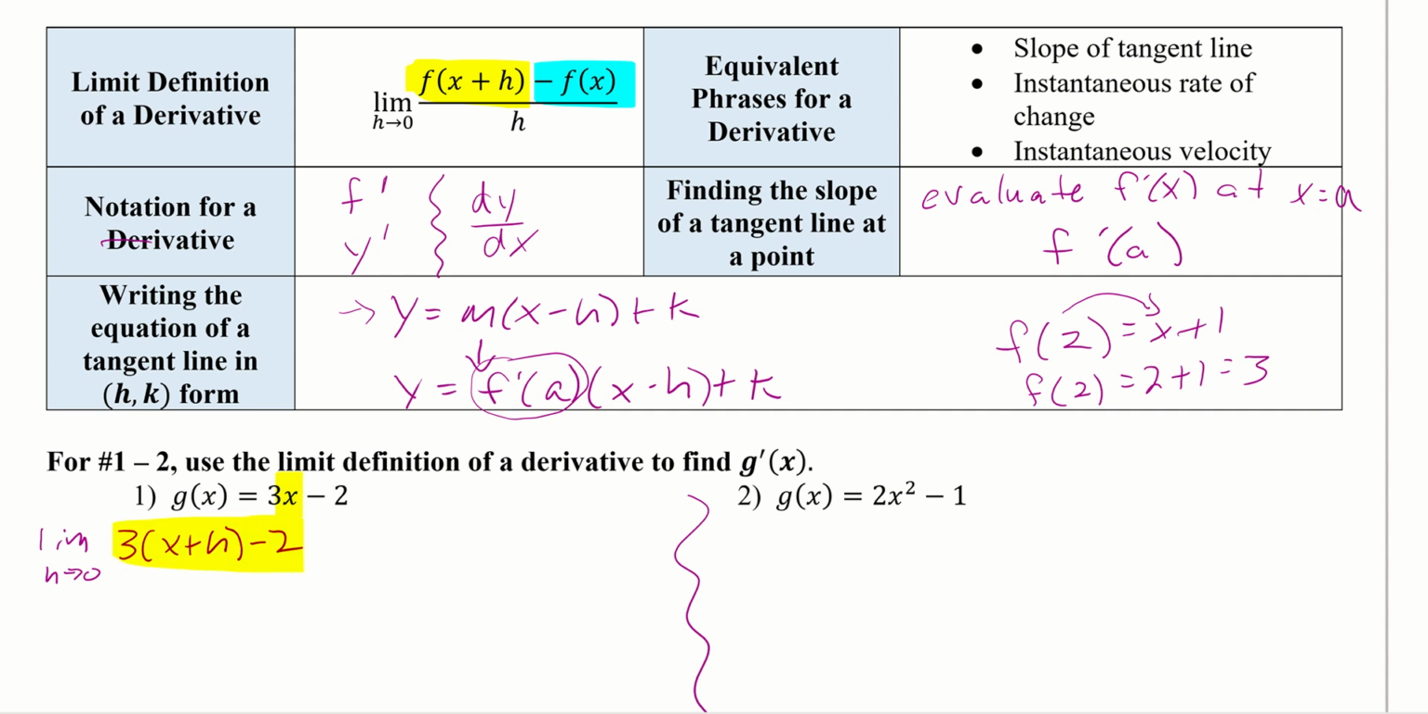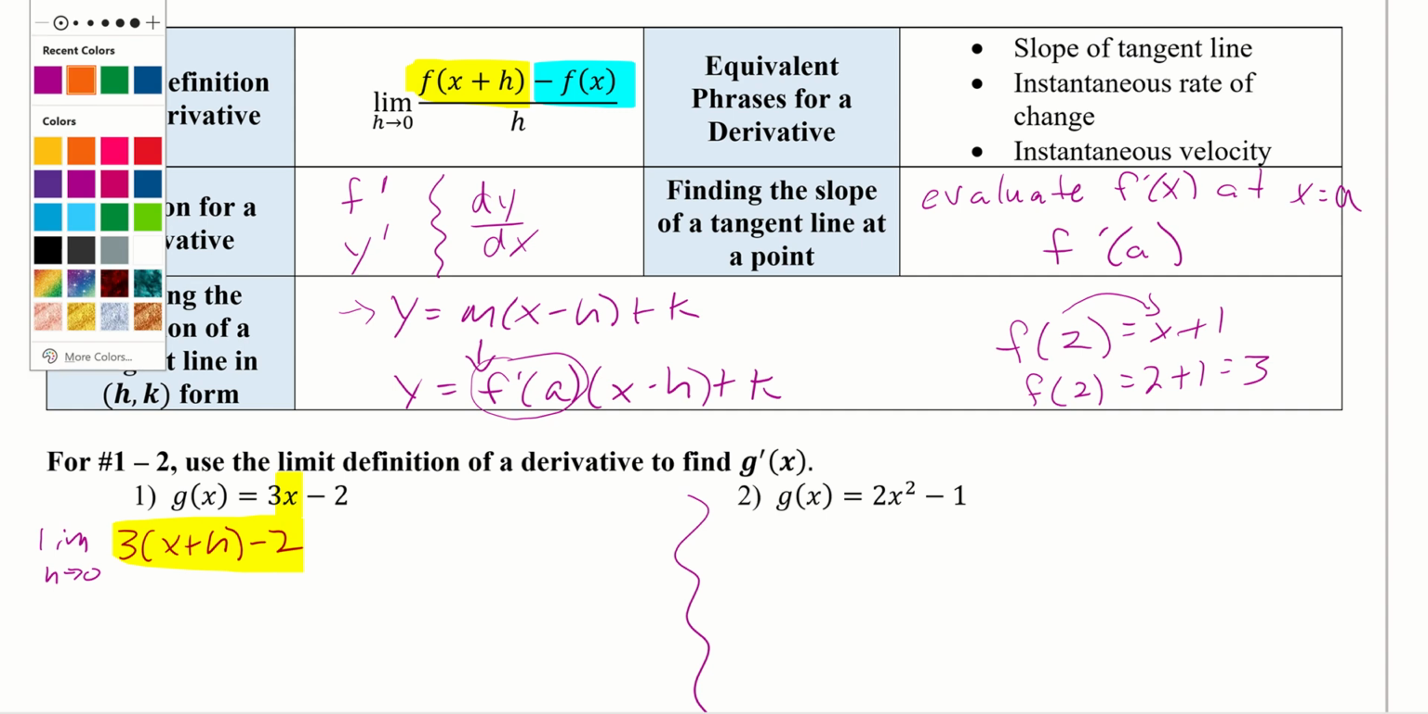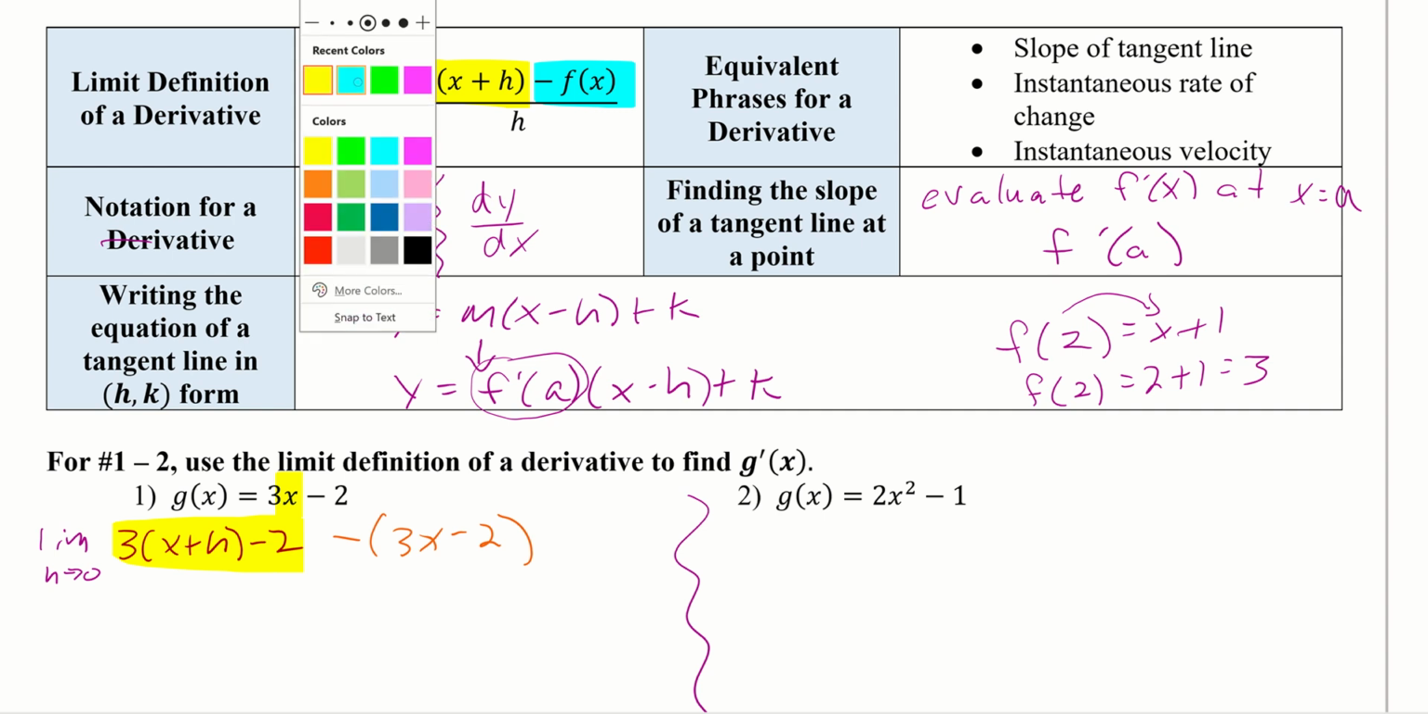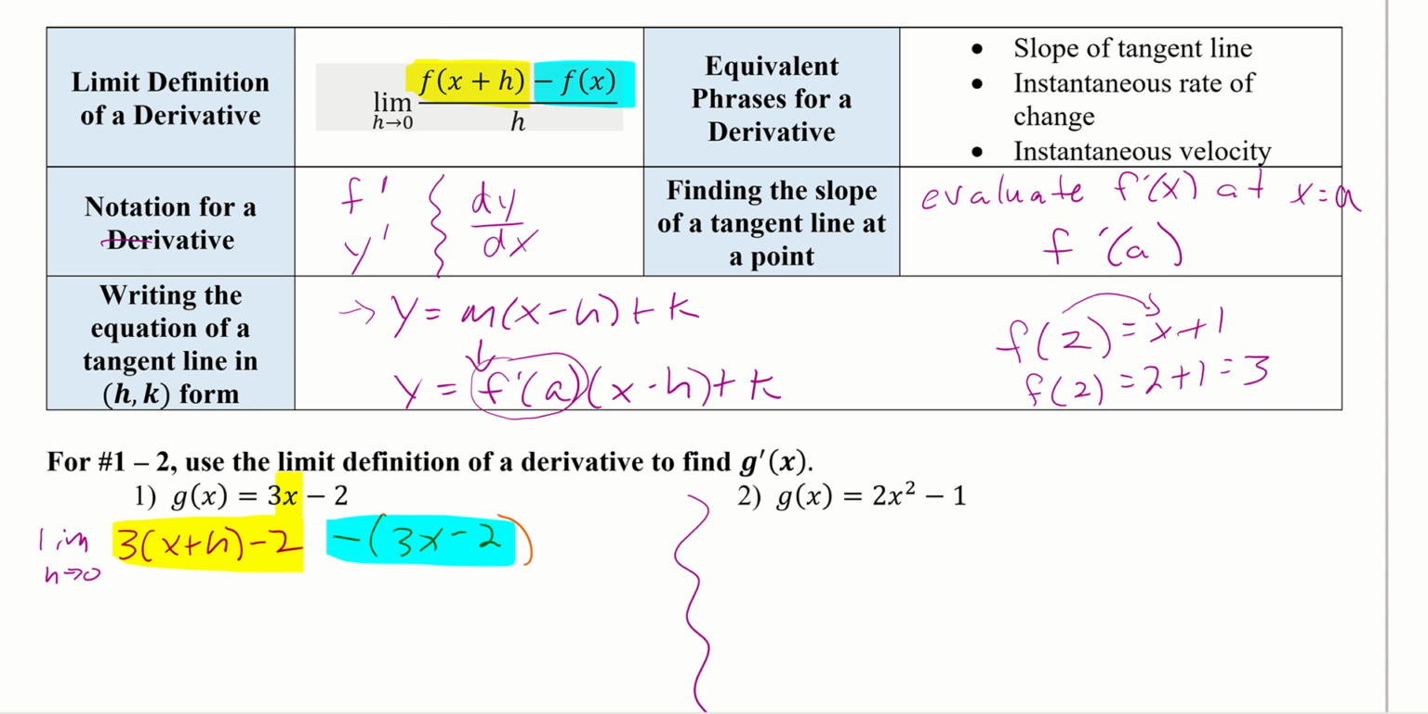Okay. Now my second part is I'm going to go through and do minus the equation, right? So minus 3x minus 2. Make sure we have parentheses, because we see a lot of times that mistake of not distributing the negative, okay? And so this is the second part of it. And that's it, okay? And now it's all over h.